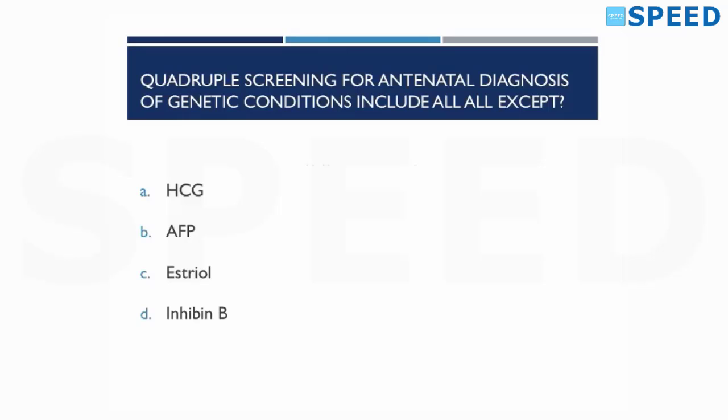If you look into the four components of quadruple screen, they include number one HCG, number two alpha fetoprotein, number three estriol, number four inhibin A and not inhibin B. So the answer for this question would be D, that is inhibin B. Inhibin B is not a component of quadruple screen. In fact, it is inhibin A which is a component of quadruple screen.